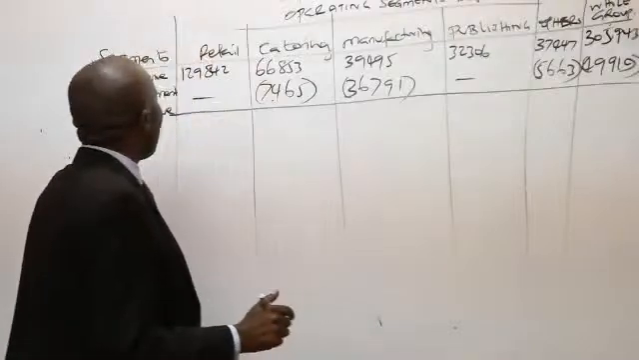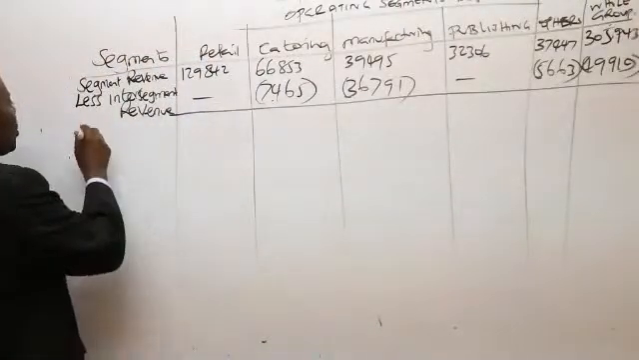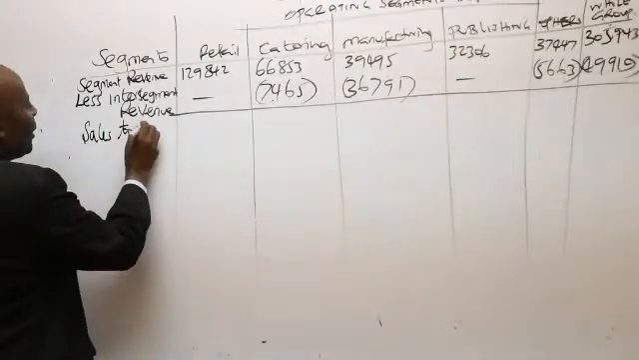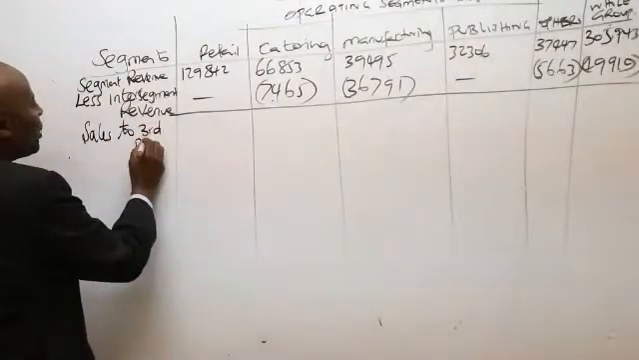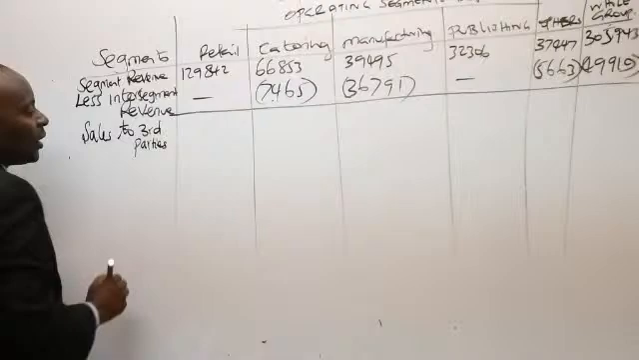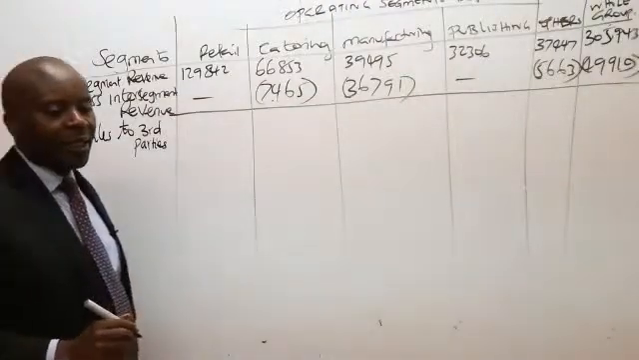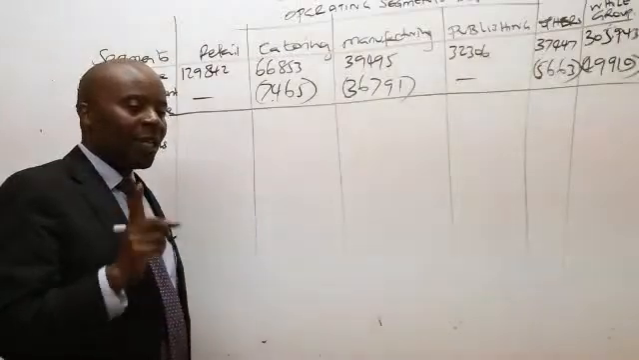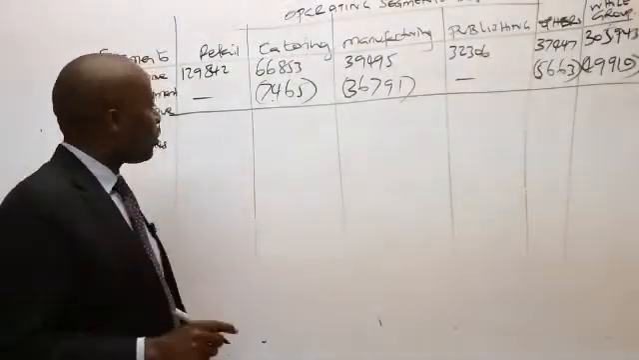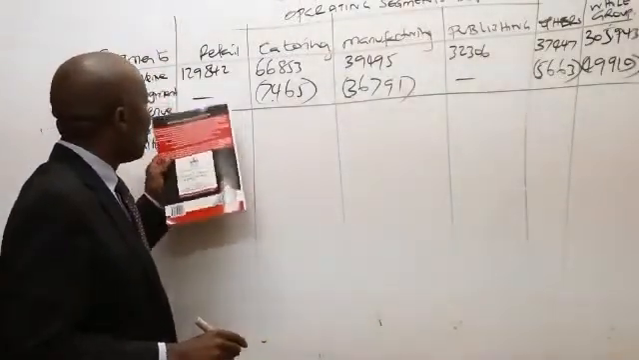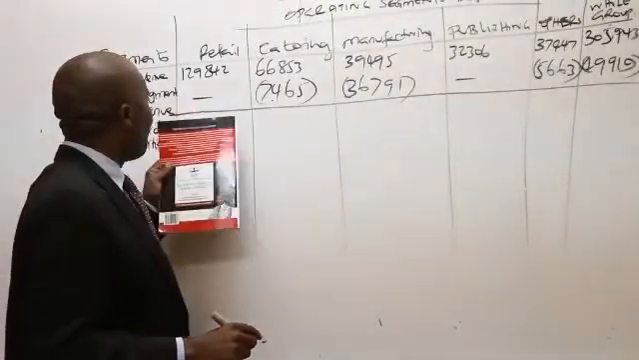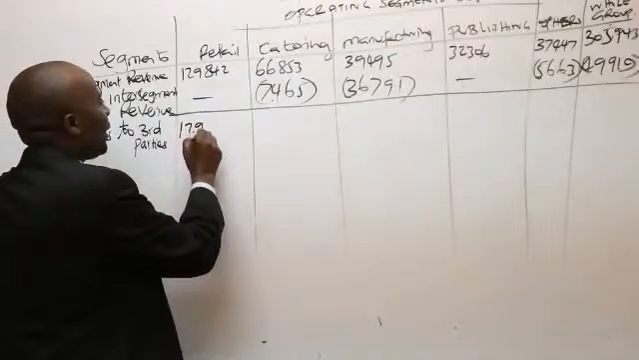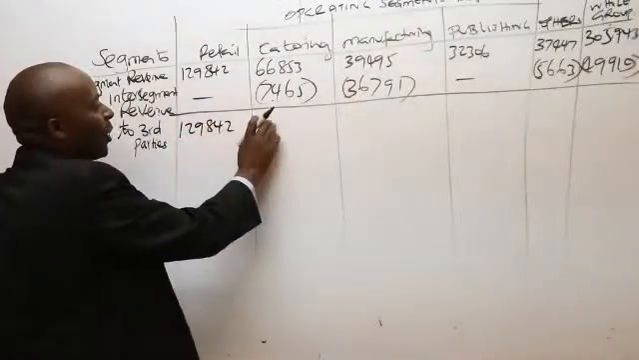So then could you kindly come here and give me sales to third parties? Sales to third parties. This is what the standard needs us to do. Always we have to get, at the end of the day, the sales to third parties by taking the total segmental revenue, subtracting intersegment revenues from this. So the first one is 129,842.